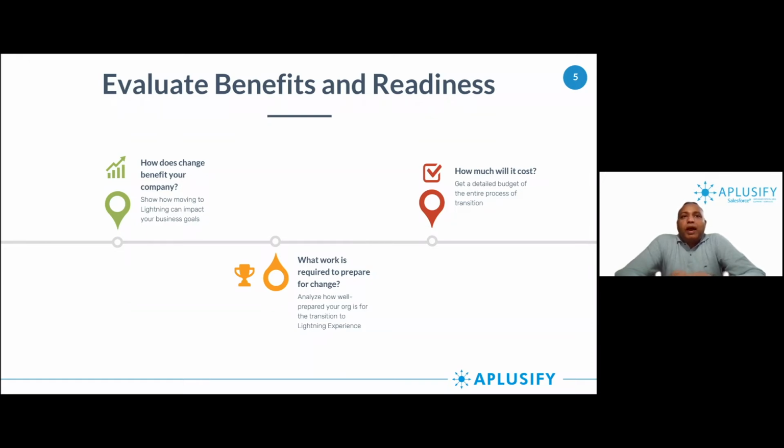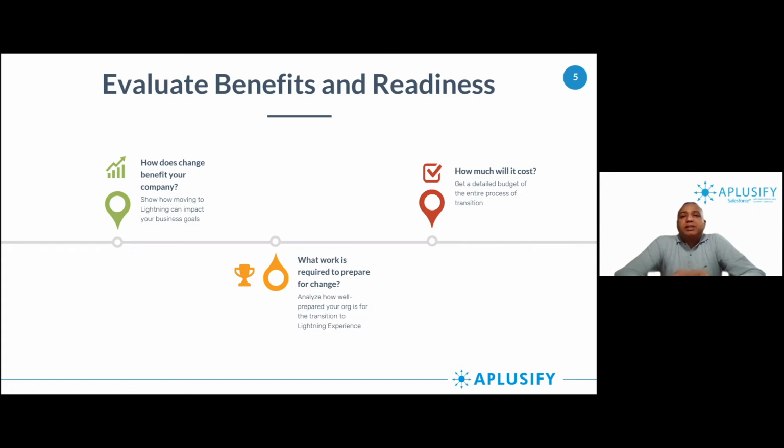Now, as I told you, you need to understand why your company wants to move to Lightning, right? So you have to make a use case where you list down all the Lightning features, and how they are going to drive your business goals. What is the business looking for? Are they looking for users to have a better user experience? Or are they looking for faster app development? Or is your business looking for any third-party integrations which are much easier to do in Lightning than in Classic, right?